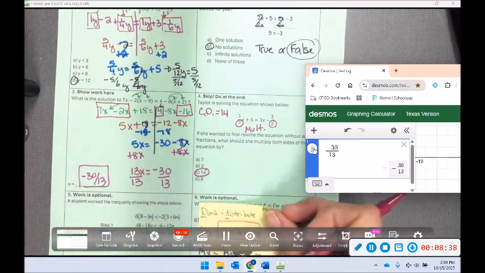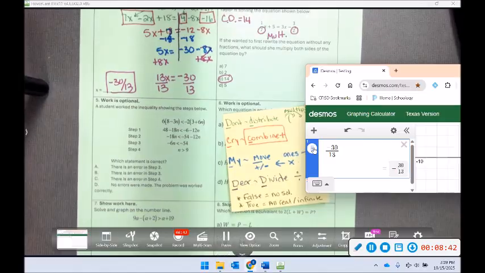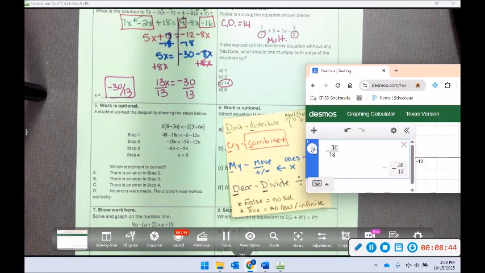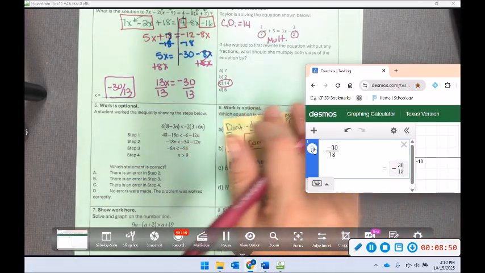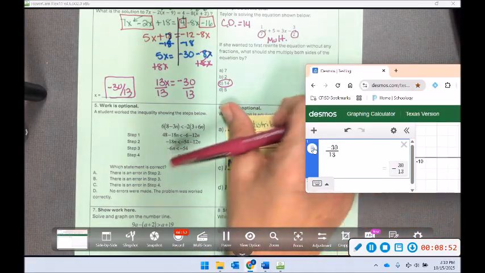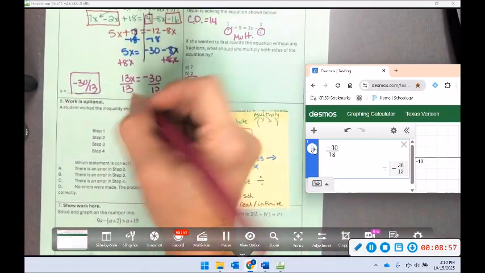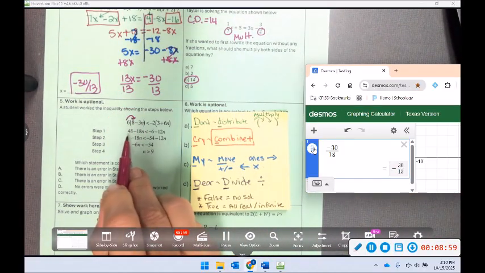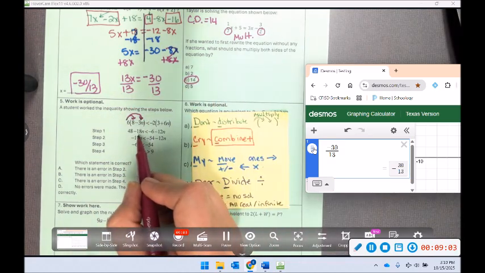Okay. Let's go look at number 5. On number 5, it says a student worked the inequality showing the steps below. Which statement is correct? So I need to go through and see if all their steps were correct and find the mistake. So step 1, again, I've got my parentheses. So step 1 is to go multiply. So 6 times 8 is 48. That's correct. 6 times -3 is -18.